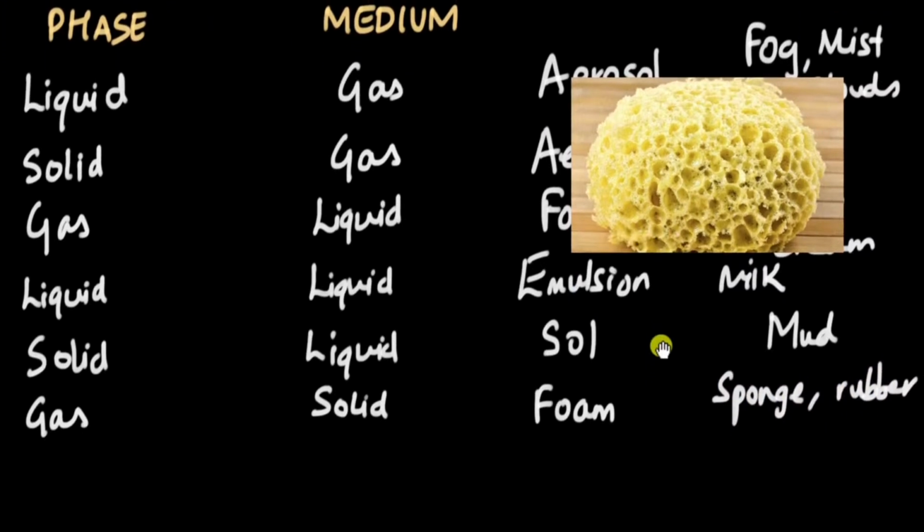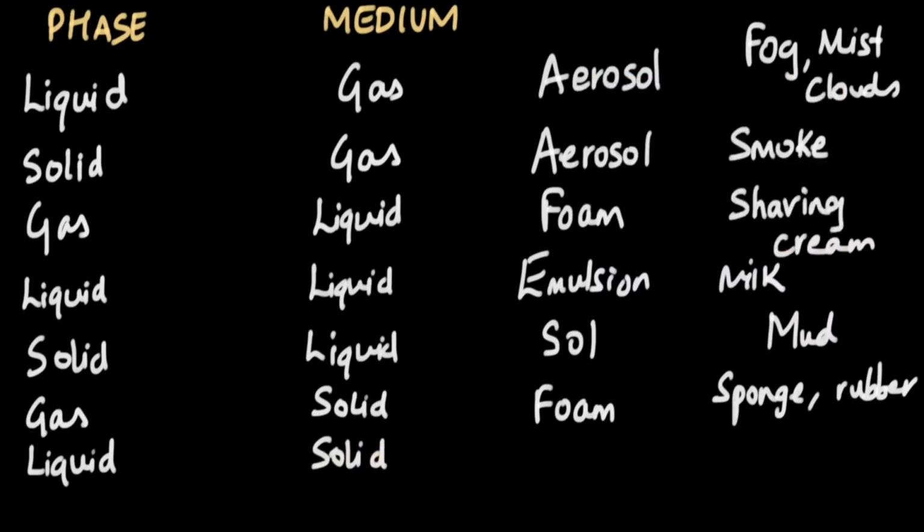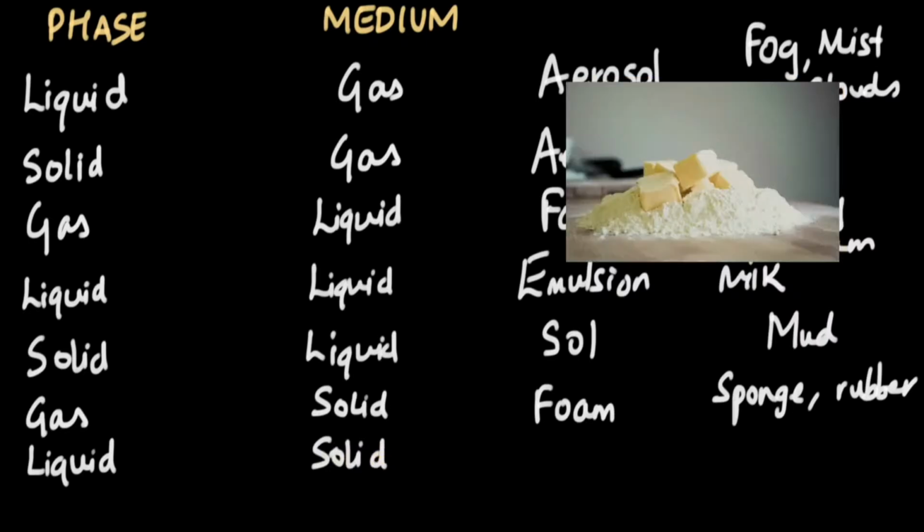Now let's continue, and now the dispersing phase is liquid and the dispersing medium is a solid. Here you can get substances like butter or jelly, and this is called a gel. You can get butter, you can get jelly.